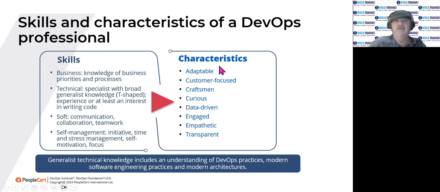Different characteristics of a good DevOps professional: be adaptable, very customer focused. That's the only way you'll ever sort out risks and priorities, is knowing what your clients need. Be good at your craft and proud of it. Be curious, data driven, be engaged, be empathetic with other people, and make sure that your work is transparent so other people will build trust around that, as we discussed in a prior module. In general, generalist technical knowledge includes understanding of DevOps practices, as well as modern software engineering practices and also modern architecture. So there's a pretty broad range of skills that are expected of a good DevOps professional.